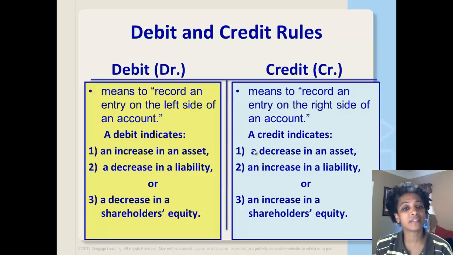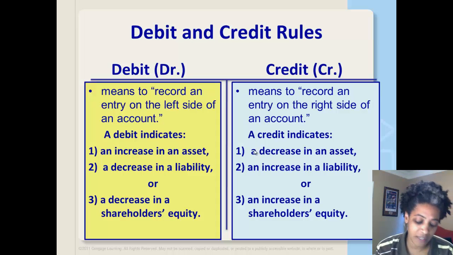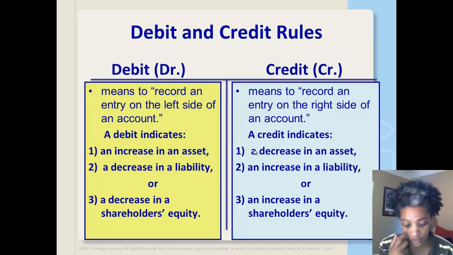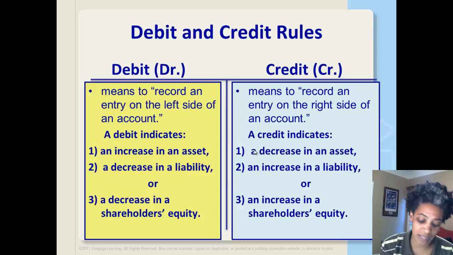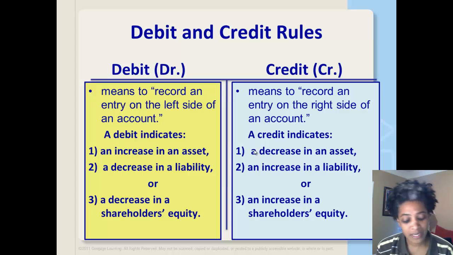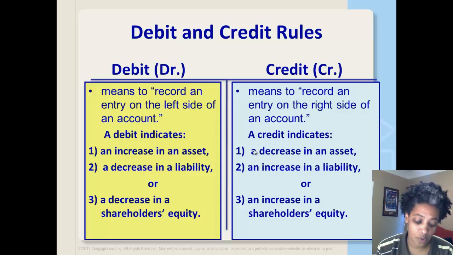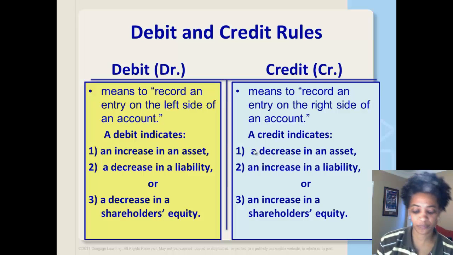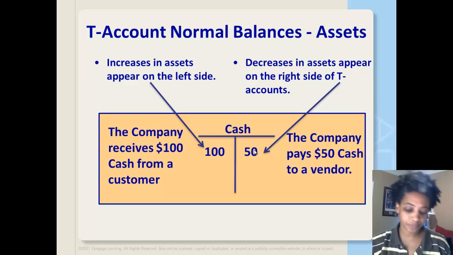So continuing with this T account, let's talk about the rules of how to use it. The left side of the account is known as the debit side, and the right side of the account is the credit side. So a debit means an increase in an asset. It also means a decrease in a liability or a decrease in shareholders' equity. A credit on the right-hand side means a decrease in an asset or an increase in a liability or an increase in shareholders' equity. So let's take a look at some examples.